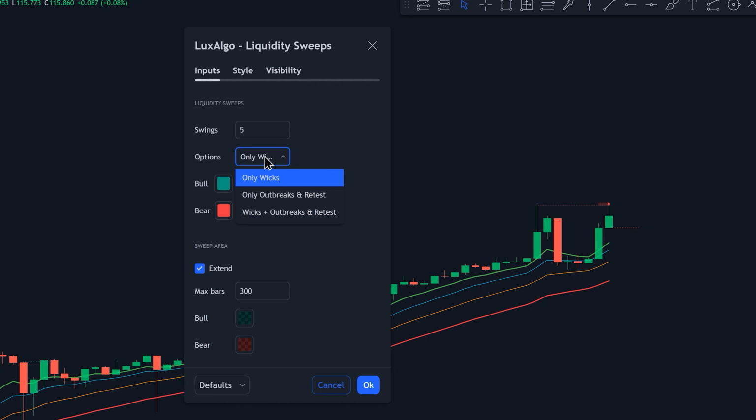Then here, there's an only wicks option, which requires that a liquidity sweep occurs solely with a wick once a liquidity level has been set. Then this setting allows for a break and retest of a liquidity level before labeling it as a sweep. The third option tracks liquidity sweeps at two specific instances: the initial touch, where the price reaches the level with a wick, and a subsequent instance, where the price breaks beyond a liquidity level and then retests it, offering a second chance to act if a sweep occurs during that retest. Furthermore, there is an option to extend these lines and boxes to visualize the duration of liquidity levels.